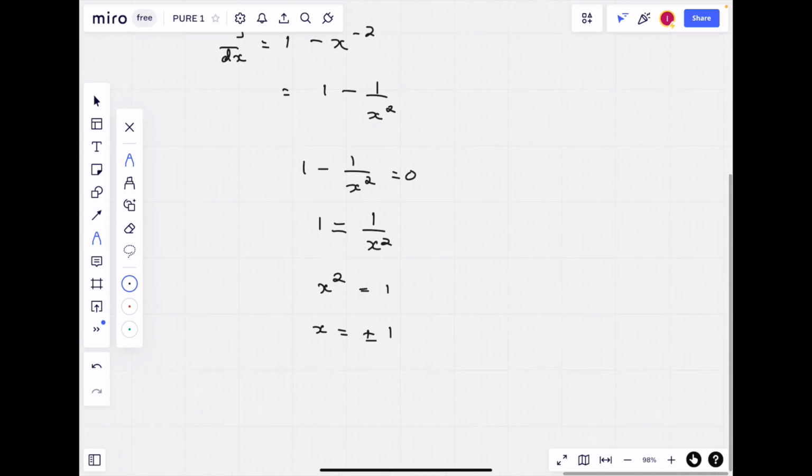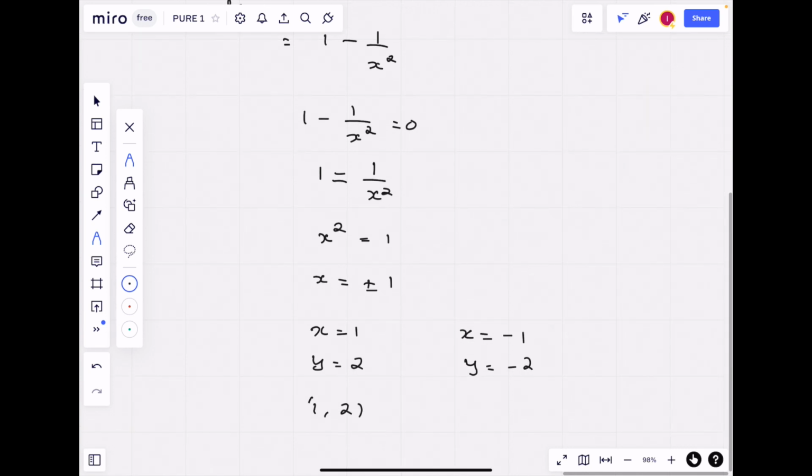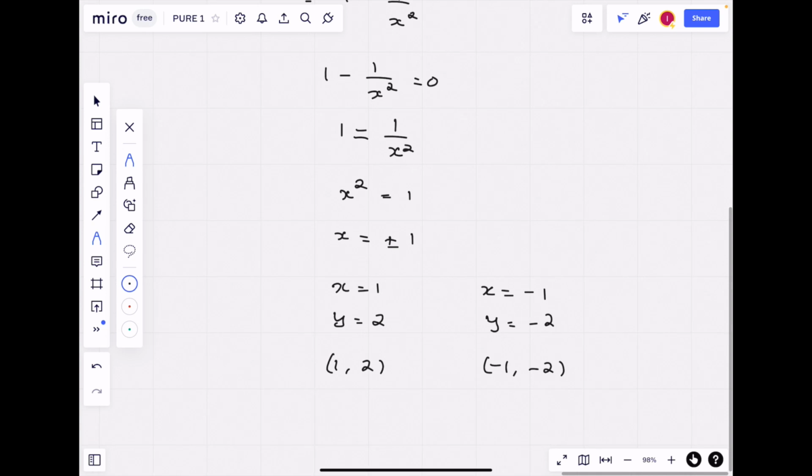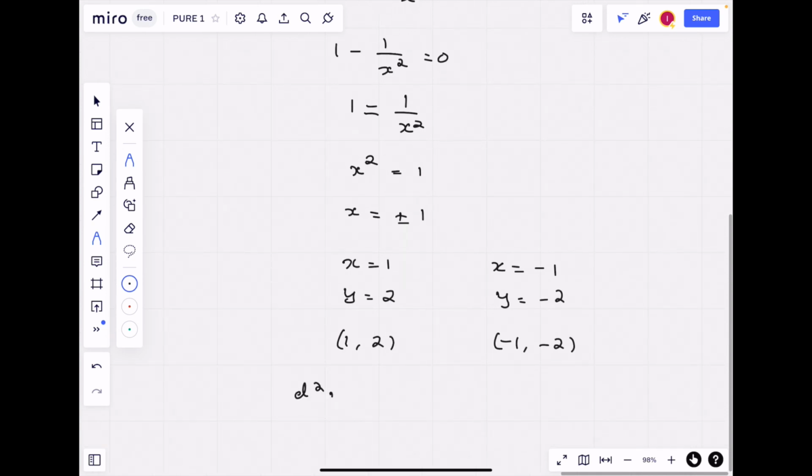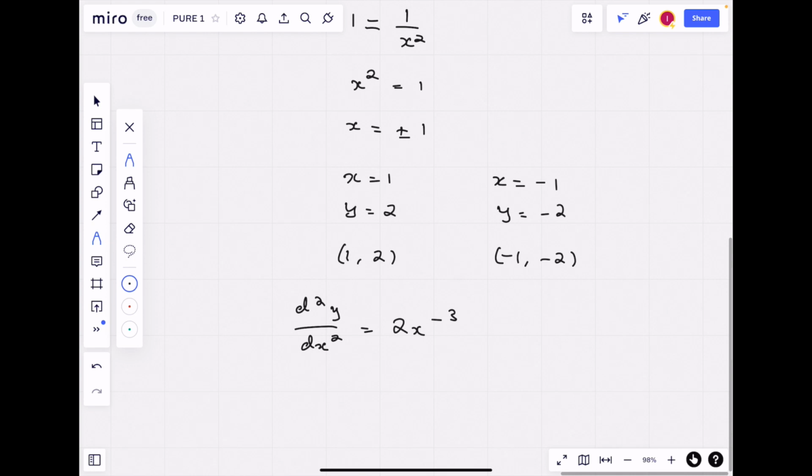Okay. So when x equals 1, y equals positive 2 when you sub it in. And then when x equals minus 1, y equals minus 2 when you sub it in. So those are your two stationary points: 1, 2 and minus 1, minus 2. Cool. Your second differential would be 2x to the power of minus 3, or you can write it as 2 over x cubed.